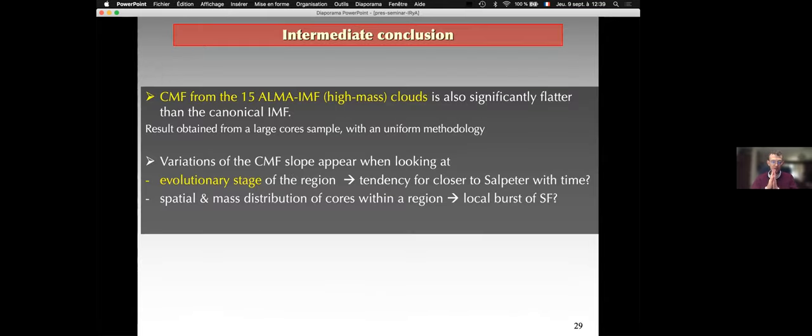So to wrap up this part, we found that the core mass function for the 15 ALMA-IMF clouds together is also significantly flatter than the canonical IMF. And this is an even more robust result because we have more cores and a uniform methodology. And if we now want to look at the variation of these slopes, we can look at the evolutionary stage of these regions. And for this, we see a trend of closer to Salpeter for multiple regions. We have also started looking at the spatial distribution of cores within a region, and we think that we see a local burst of star formation.